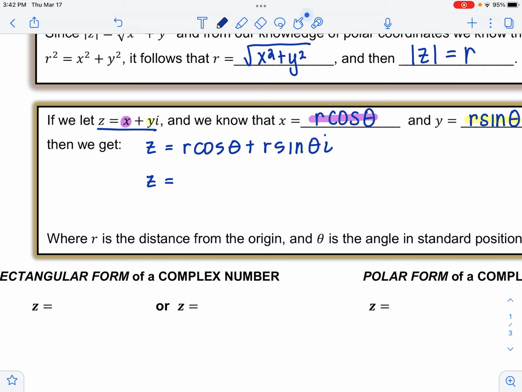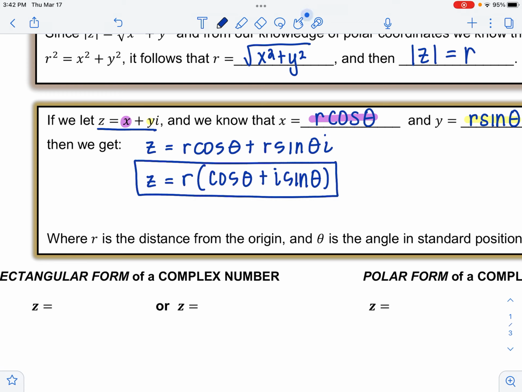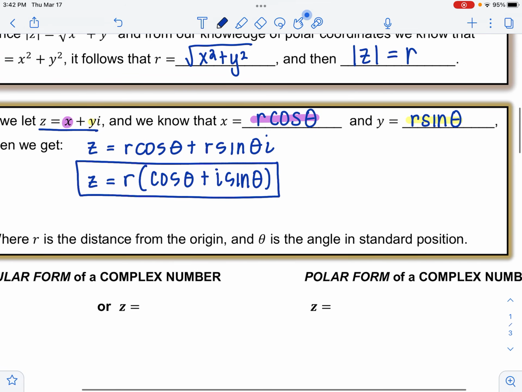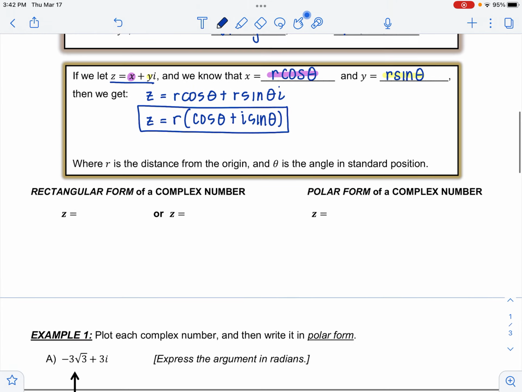So we have z equals r, and then factor it out. Nicer parentheses there. Cosine of theta plus, and then we actually write the i in front of sine, so it's i sine of theta. So this right here is the polar form of a complex number. r is the distance from the origin. Theta is the angle in standard position.